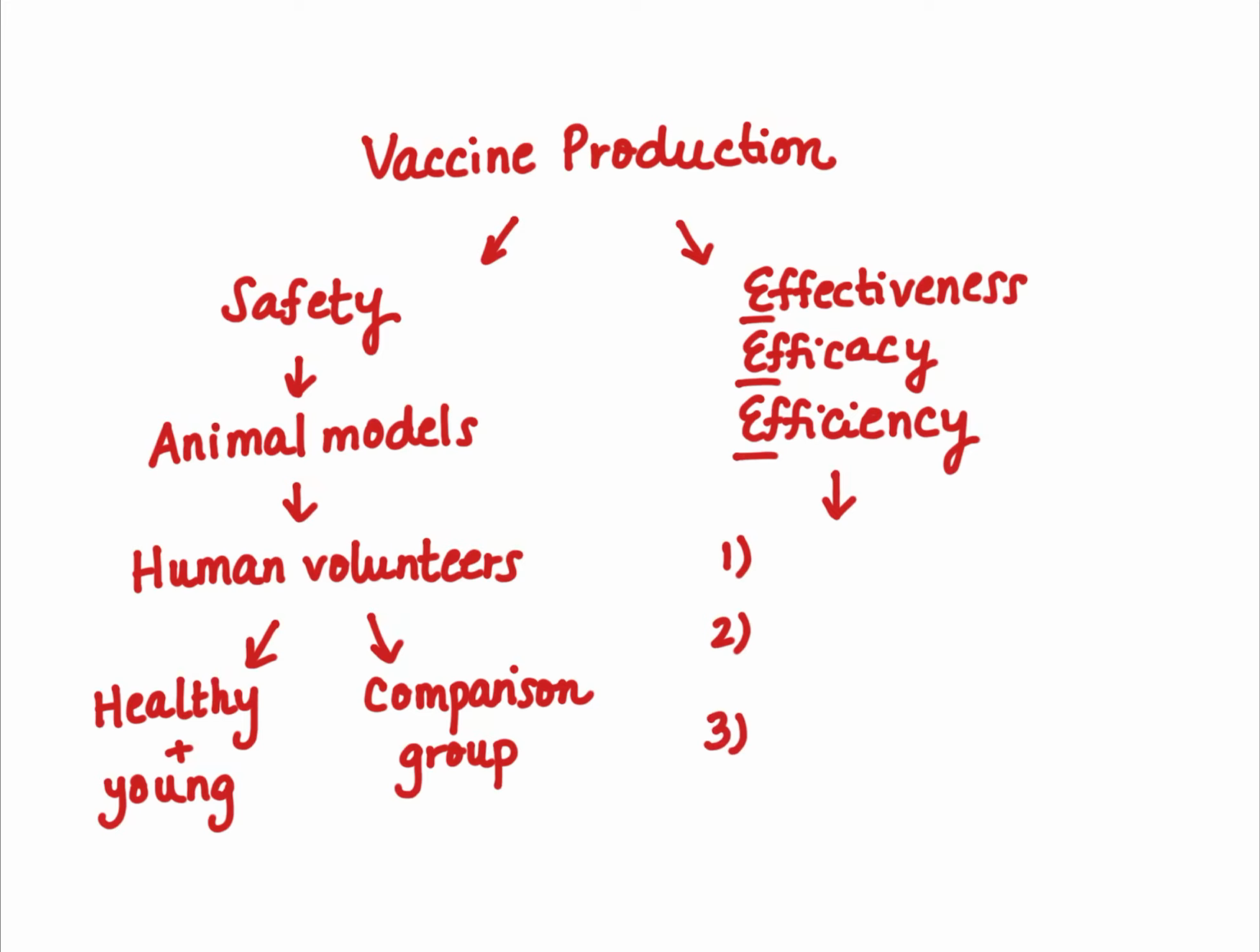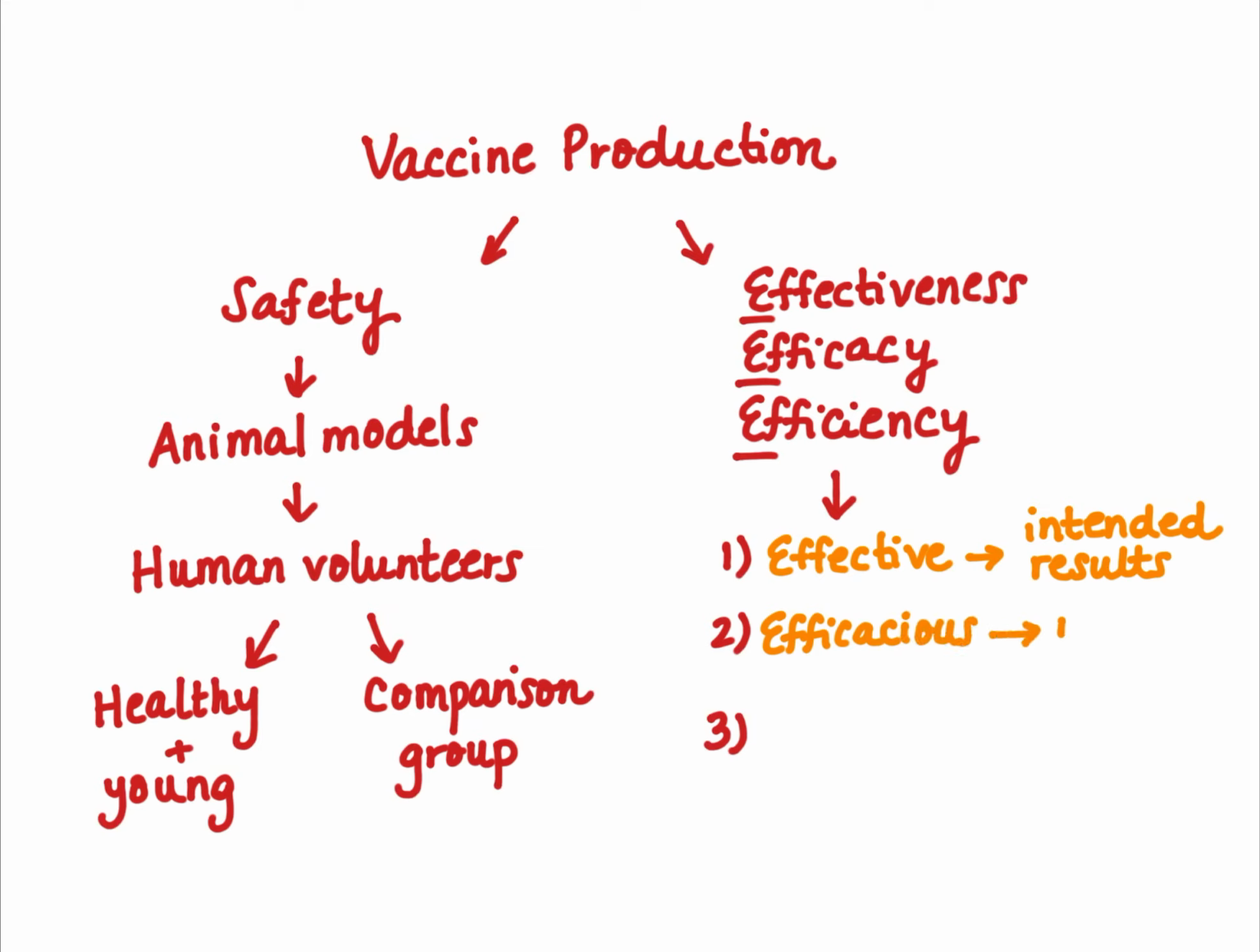Number one, what does it mean for a vaccine to be effective? This refers to the ability of the vaccine to produce the intended results in the field. Now, this is different from efficacy, right? Effectiveness is not the same. What does it mean for a vaccine to be efficacious? This refers to the ability of the vaccine to produce the intended results under ideal conditions.